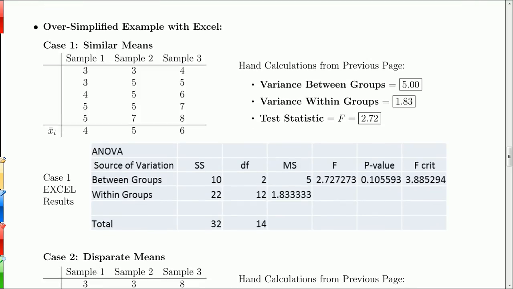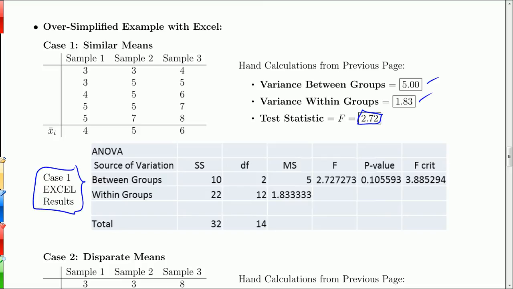When you do that with Excel, with that data with the similar means, I want to draw your attention to a few results from this output. MS, that's the mean squares. Those are the variances. Source of variance. So the variances are right here. Between groups came in at 5, and within groups came at 1.833, just like we did with our hand calculations. And then we got a test statistic, which is the ratio of those two, under the F column. There's the test statistic, 2.72, carried out to more decimals than we did by hand.